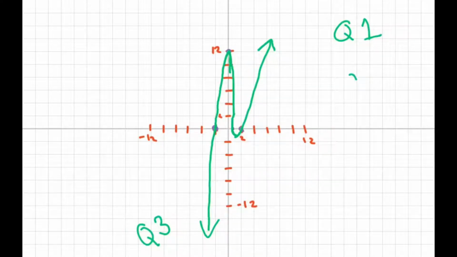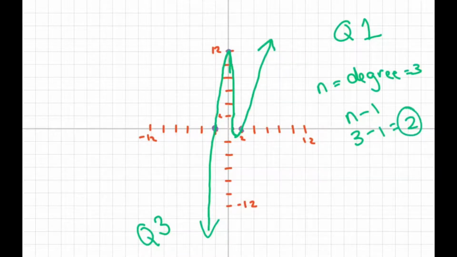We had your turning points. If your degree is 3, and that's your n, then your turning points is at most n minus 1. So in this case, it would be 3 minus 1, which is 2. So we have at most 2 turning points, and we actually do have 2 turning points right here, and right here it turns back around.